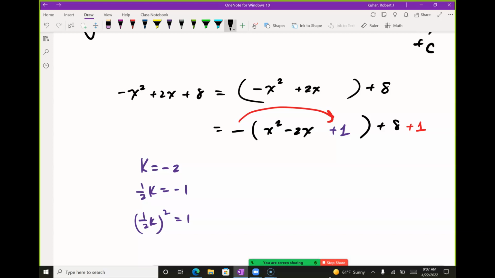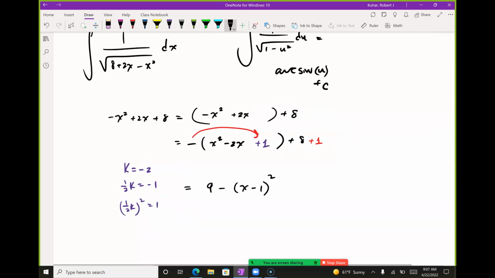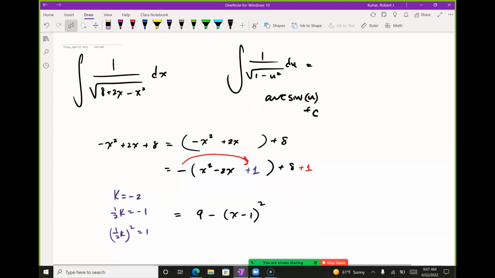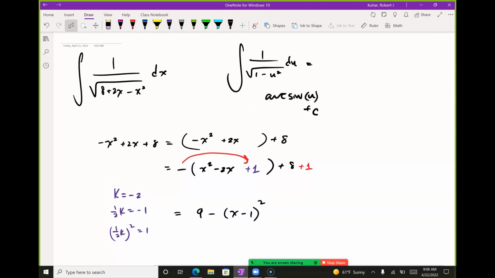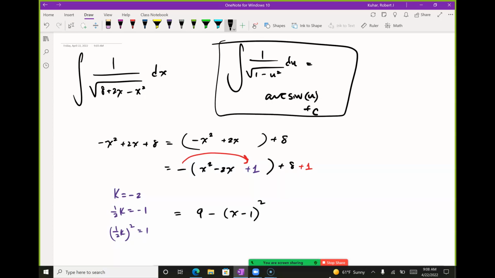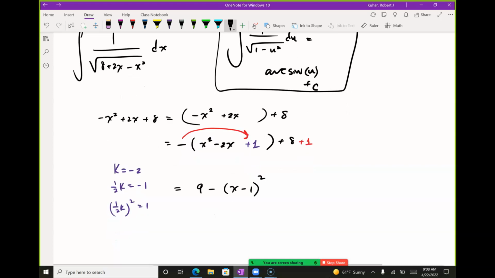So, it's the one where it's negative leading coefficient. Yeah, exactly. So now I have 9 minus x minus 1 quantity squared, x plus half of k quantity squared every time. Every time I complete the square, I get x plus half of k quantity squared. And you see, I'm looking a little bit more like what I want for my arc sine, right? But I don't like the 9, so I'm going to have to deal with the 9, right? You with me?